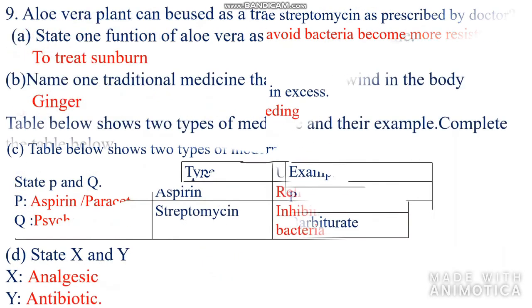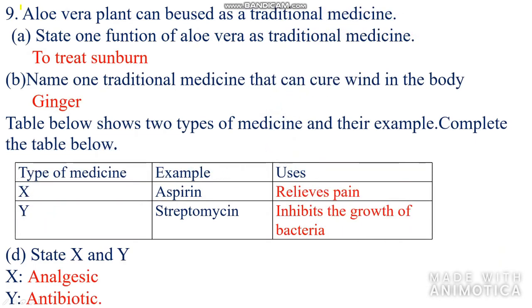So now, let's look at this structure question. Aloe vera plant can be used as a traditional medicine. So, state one function of aloe vera as traditional medicine. Berdasarkan jadual yang saya tunjukkan tadi, apakah kegunaan aloe vera? Aloe vera, the gel from the leaf, can be used to treat sunburn, to reduce the pain. Okay, name one traditional medicine that can cure wind in the body. The answer is ginger.